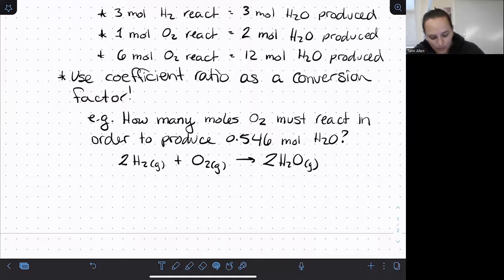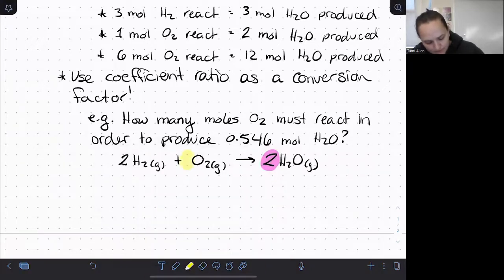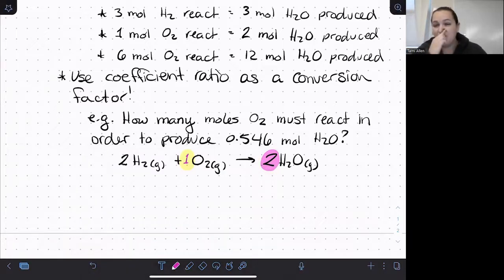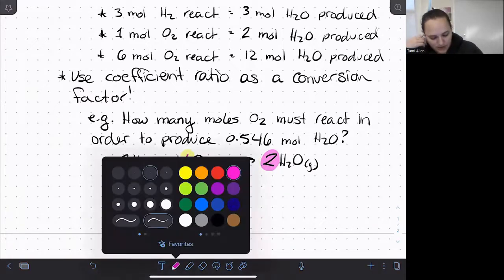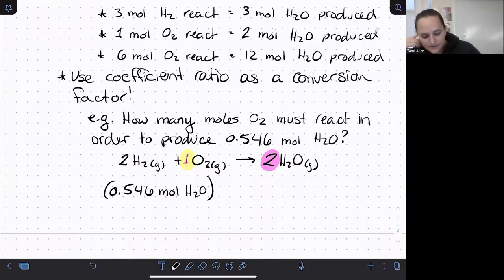So what we want to do here is use our coefficients. We are converting from moles of water to moles of oxygen. Note that the invisible coefficient is really a 1, so keep that in mind. We know that we have 0.546 moles of water that we are looking to produce, and our end goal is to find how many moles of O2 we need to react in order to do that.